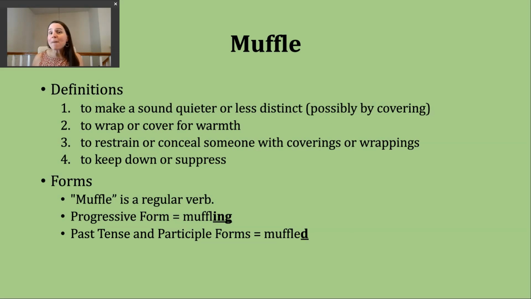You should know that muffle is a regular verb. To make the progressive form, we need to drop the E and then add ing to form muffling. The past tense and participle forms of this verb can be made by just adding D, since this verb already ends in an E. Our base verb, muffle, ends in a voiced L sound.